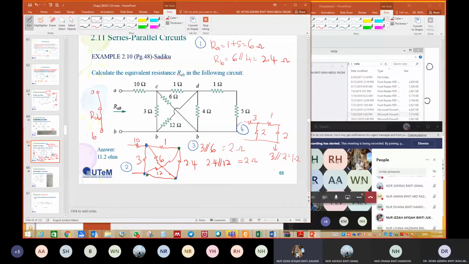Okay. And then here, it is 10. Why didn't you tell me this? 10 here. Okay, so now our R total is equal to 10 plus 1.2. It is equal to 11.2 ohm.